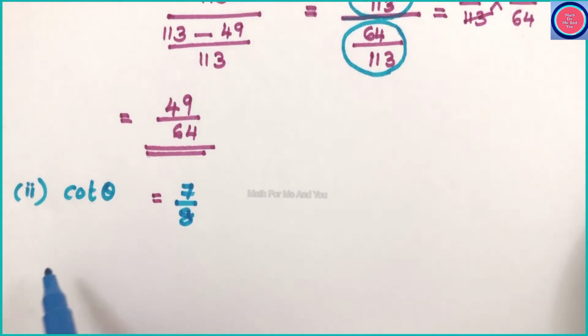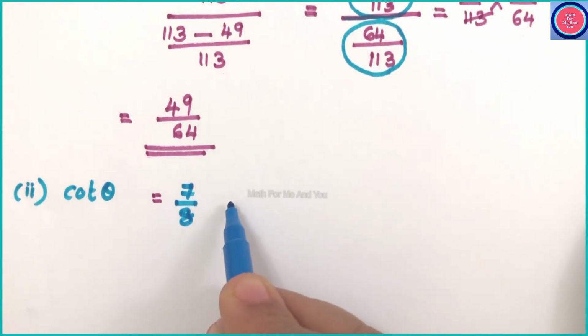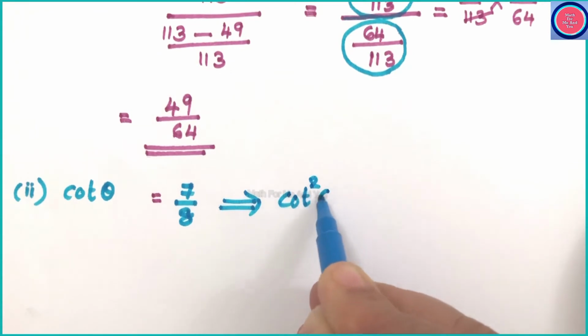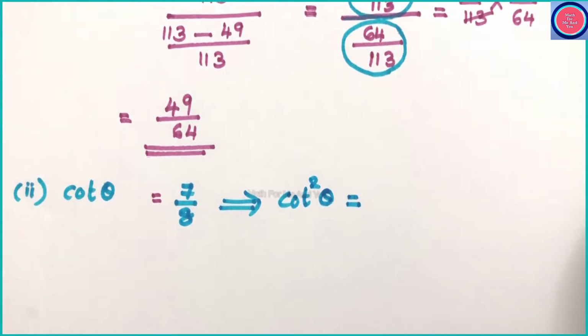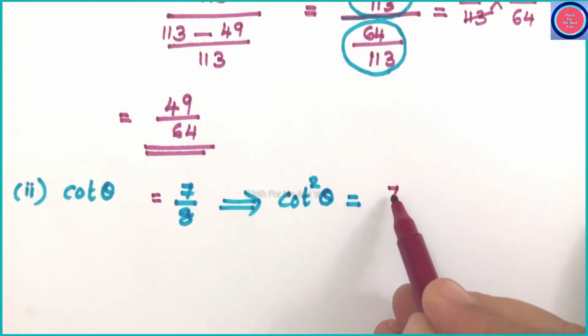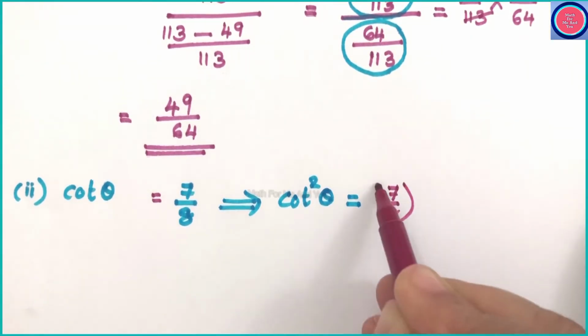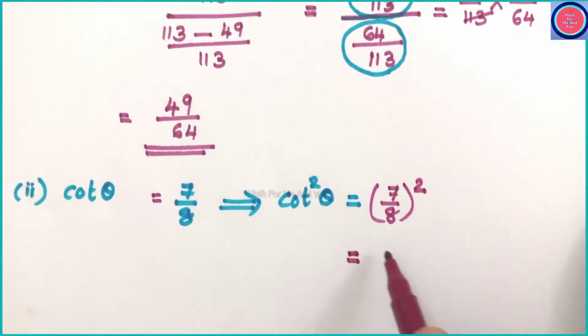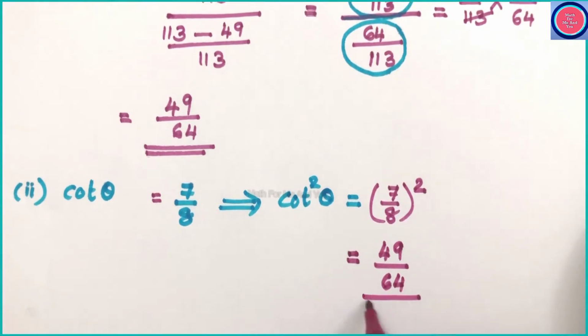The second part is, if cot theta equals 7 over 8, what is cot square theta? To get cot square theta, what we have to do? We have to square the number 7 over 8, the whole square. And very easy. How can we do this? If we want to get the square, we have to take the square of the numerator and square of the denominator: 49 divided by 64.